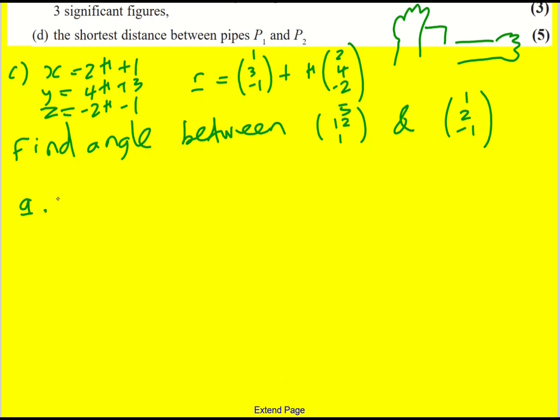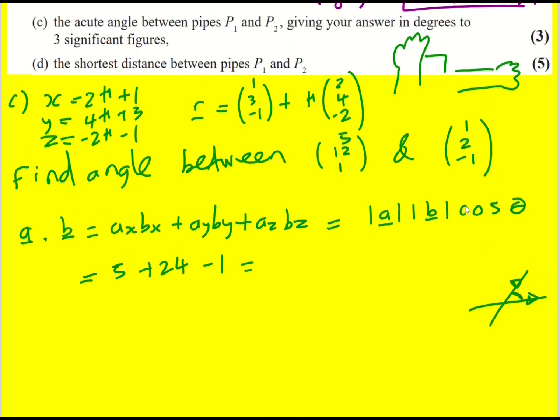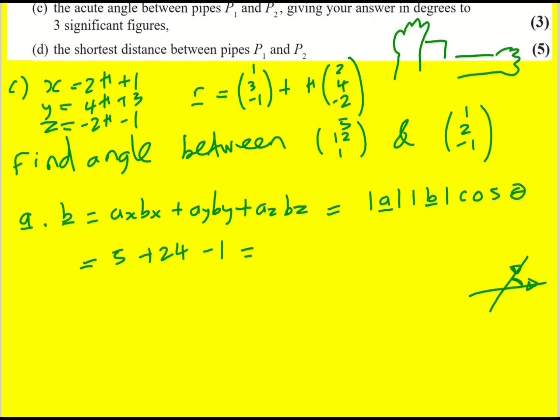So we've got our two versions of the scalar product. One is that you just do ax bx plus ay by plus az bz. And that just becomes 5 times 1 plus 12 times 2 plus 1 times minus 1. And the second one is that it's the modulus of a times the modulus of b times cos of the angle in between them. The angle in between them, when you have the vectors like this, is that angle there. Okay, so it could end up being obtuse. We're asked for the acute angle, so we'll see if that one comes out.